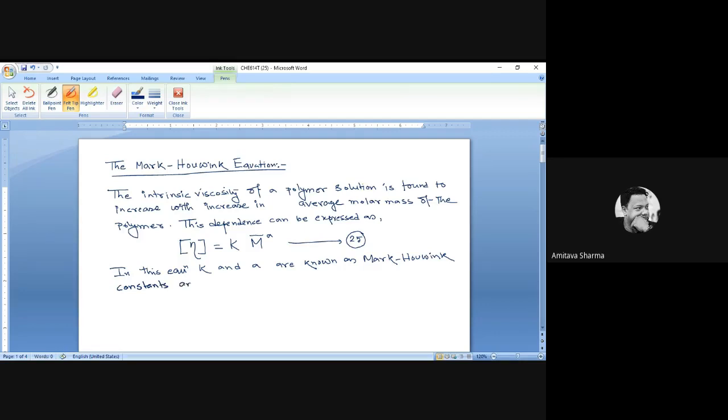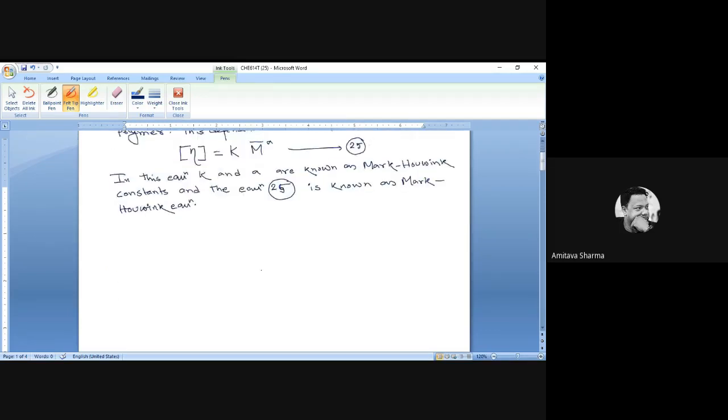Constants, and the equation 25 is the Mark-Houwink equation. So this is the Mark-Houwink equation.